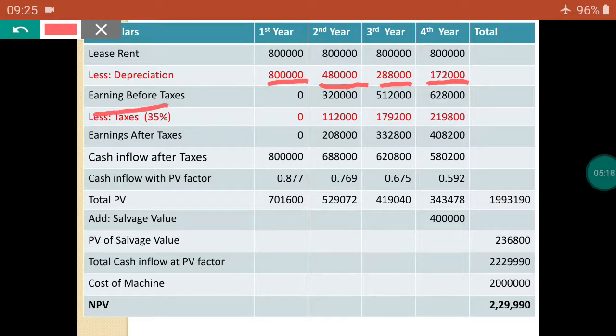Now earnings before taxes. Lease rent 8 lakh, depreciation 8 lakh, 8 lakh minus 8 lakh is 0. Next, 8 lakh rent, depreciation 4 lakh 80,000, remaining is 3 lakh 20,000. Third year, 8 lakh rent, depreciation 2 lakh 88,000, the earnings before taxes is 5 lakh 12,000. Fourth year, 8 lakh rent, depreciation 1 lakh 72,000, and earnings before taxes is 6 lakh 28,000 rupees.